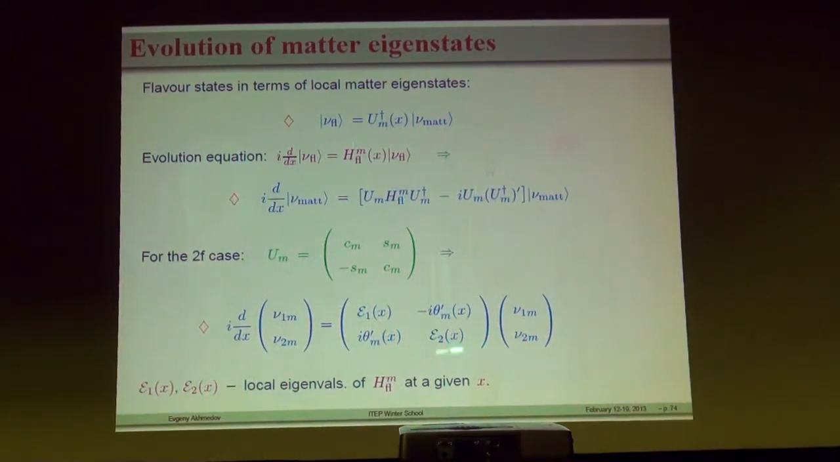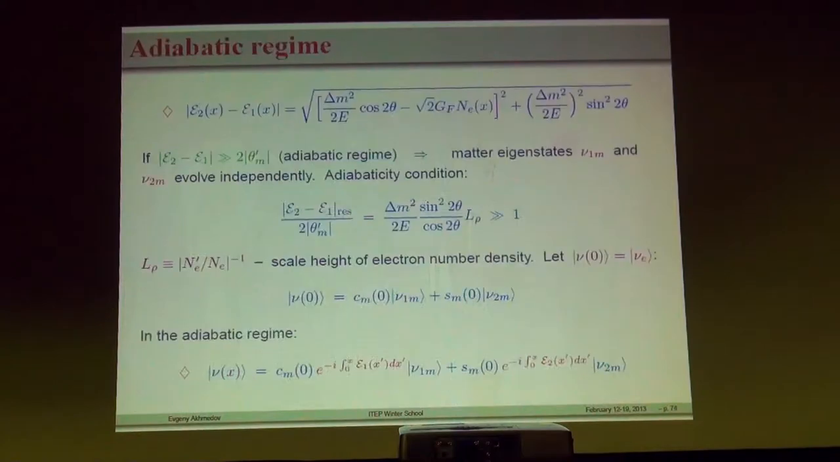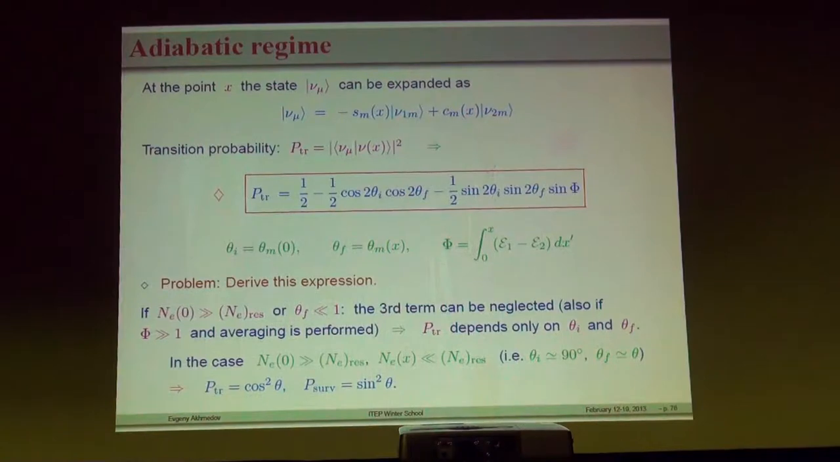And as a result, the evolution equation is given by this expression, and theta prime here is just the derivative of the mixing angle with respect to the coordinate. In the matter of constant density, it will be zero. And one can solve this in the approximation when theta prime is small compared to the difference of the diagonal elements, and this corresponds to the adiabatic approximation, which I just discussed before. And the adiabaticity parameter is actually just given by the ratio of the difference of diagonal elements to the off-diagonal element. And this gives the parameter which I discussed before. And I will not go into the details, unfortunately I don't have time, but the calculation gives a very simple formula from which you can immediately derive the conclusion which I discussed before.